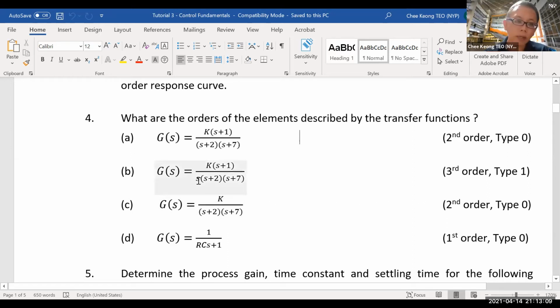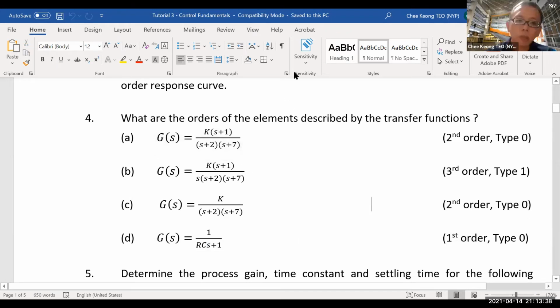Let's look at part B. What is the order? If you multiply all of them together, the highest power will be S cubed, S to the power of 3, and therefore it is a third order system. Quite straightforward. Now this one is again S times S, the highest power is S squared, so the order is second order. In this case, there's no multiplication involved. The highest S power is S to the power of 1, so it's a first order.